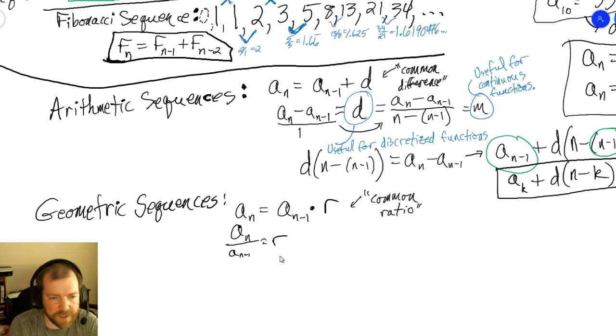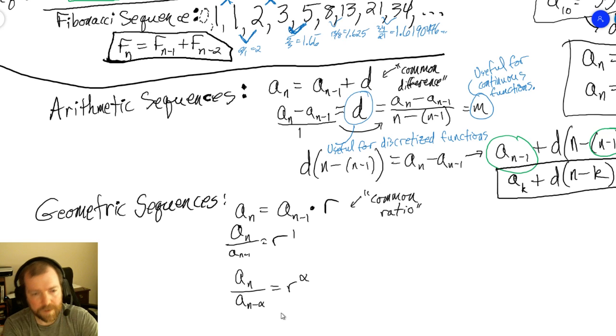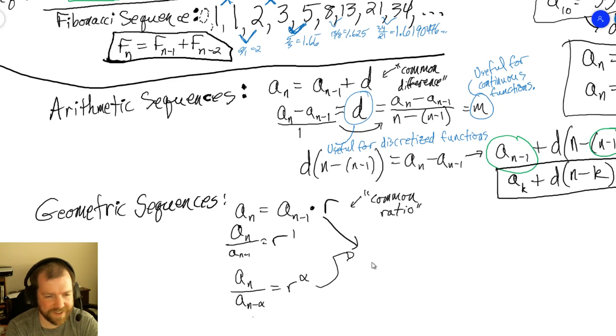So we said, if this is 1 here, then this could be a sub n over a sub n minus alpha equals r to the alpha. Then we can move this over and have a sub n equal to a sub n minus alpha times r to the alpha.